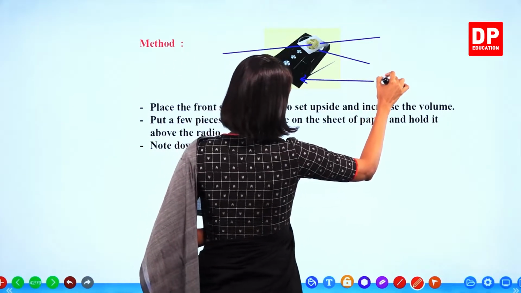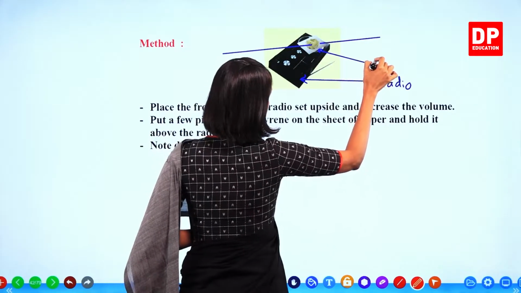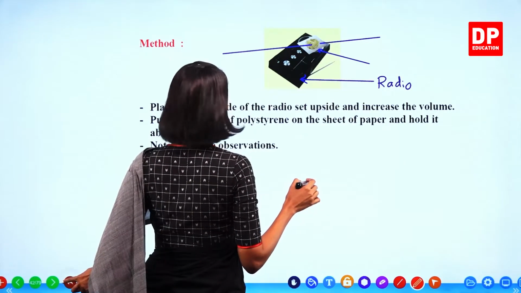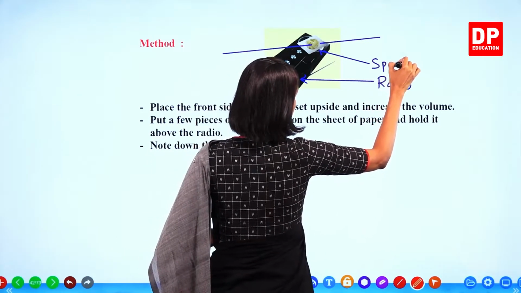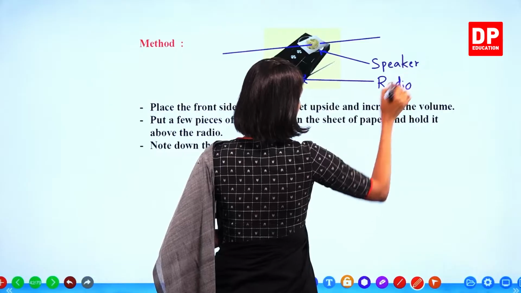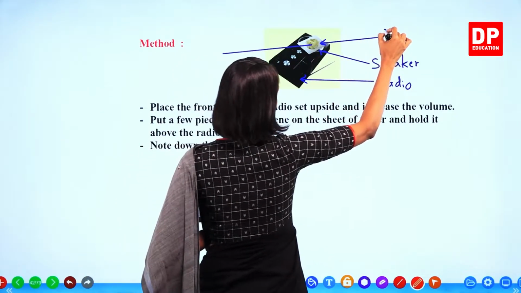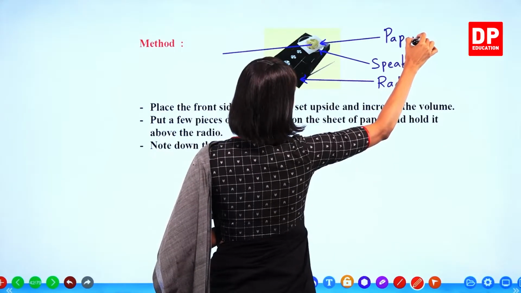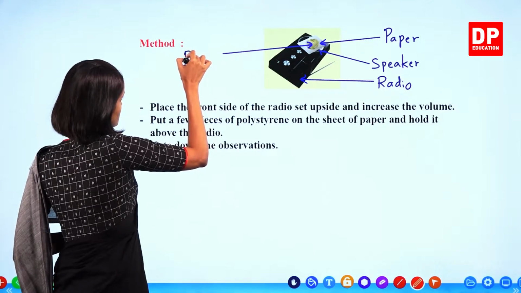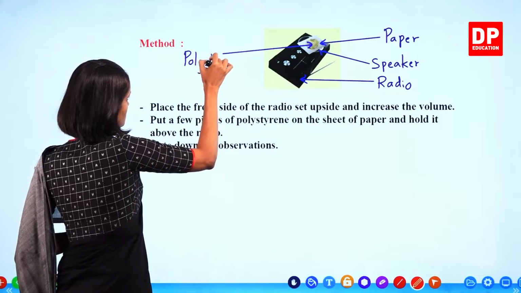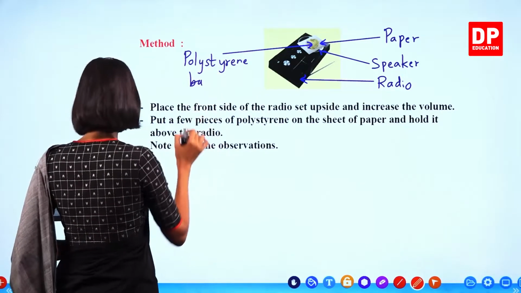Radio. This is the speaker. Paper and the polystyrene balls or rigiform balls. Polystyrene balls.